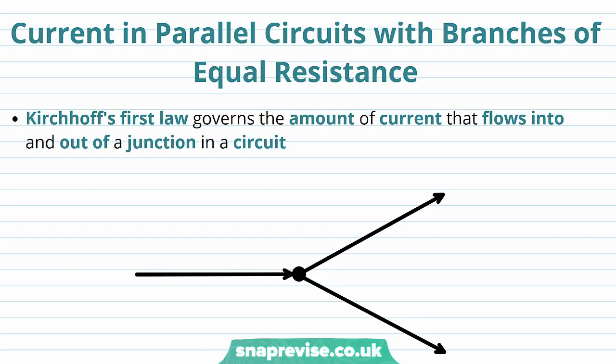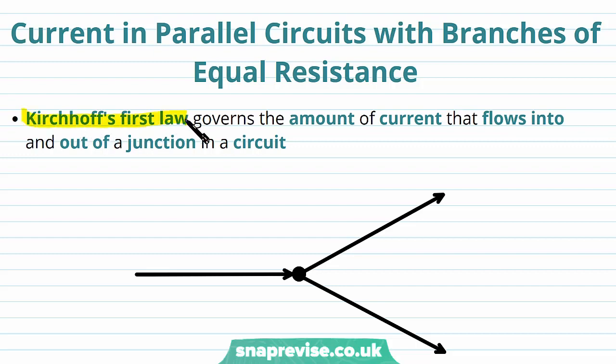So we've previously seen the rules for current flow in series circuits, and we've also seen the rules for potential difference in series circuits and also potential difference in parallel circuits. So now we're going to look at what happens to current in parallel circuits, and first of all we're going to look at branches of equal resistance because it's simpler.